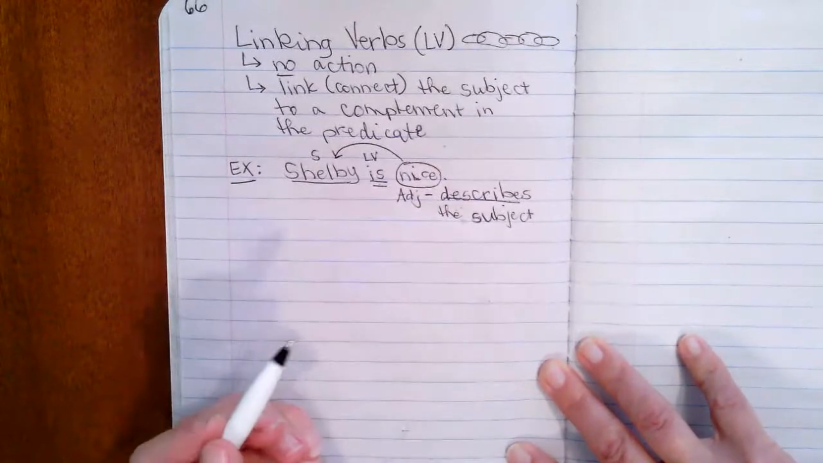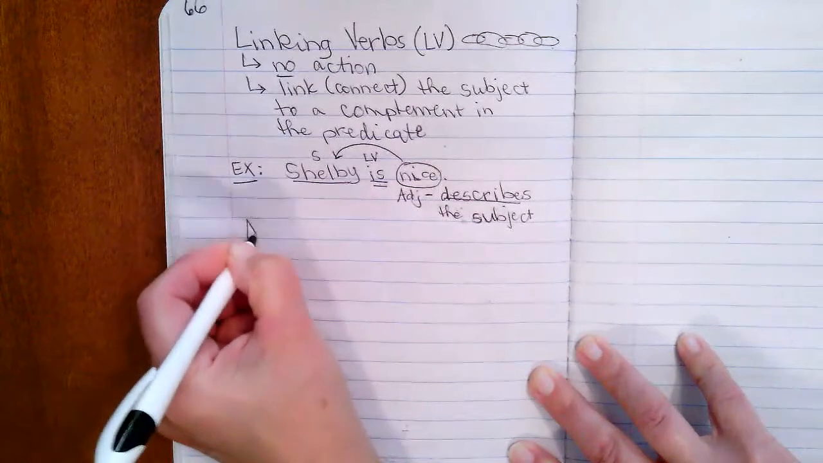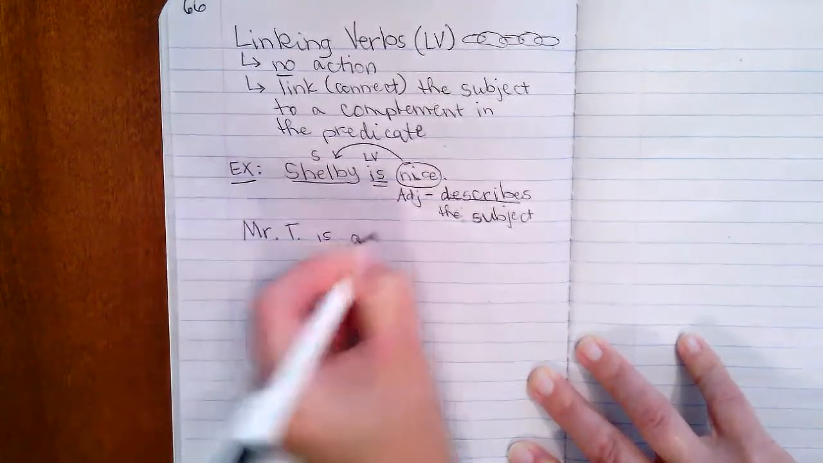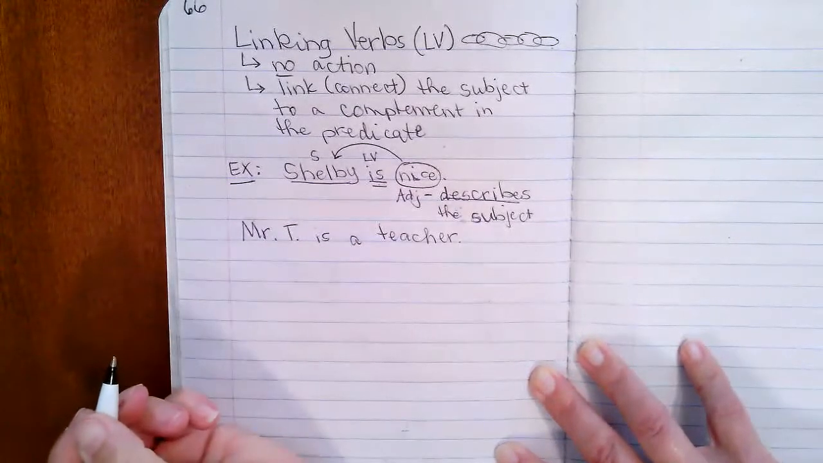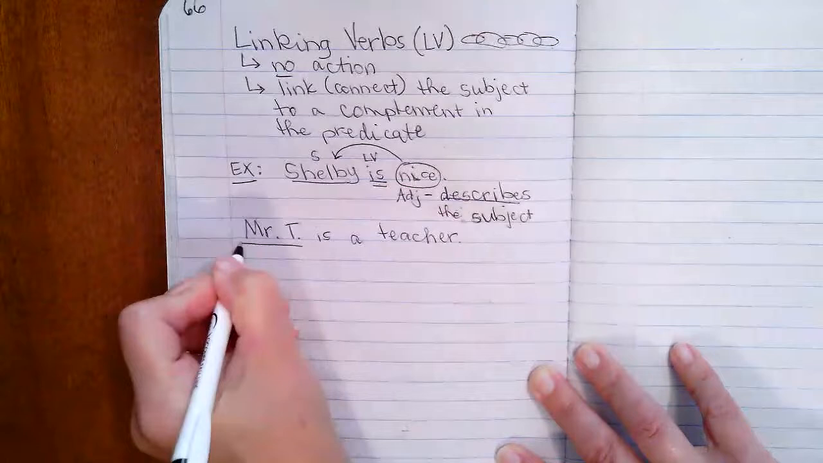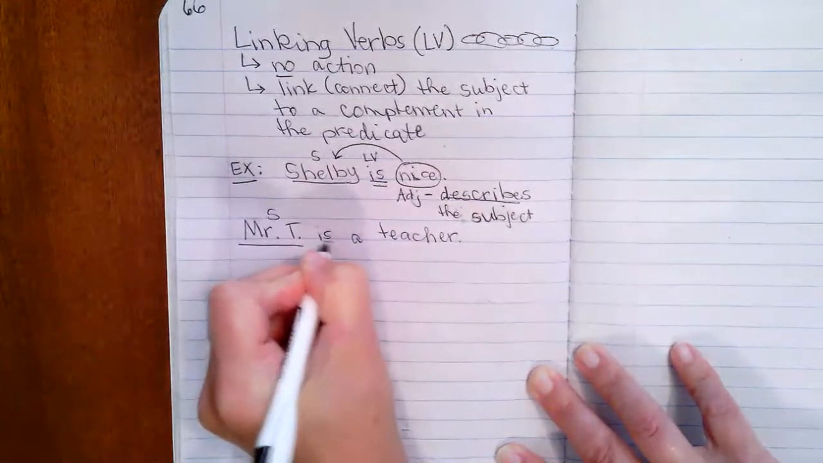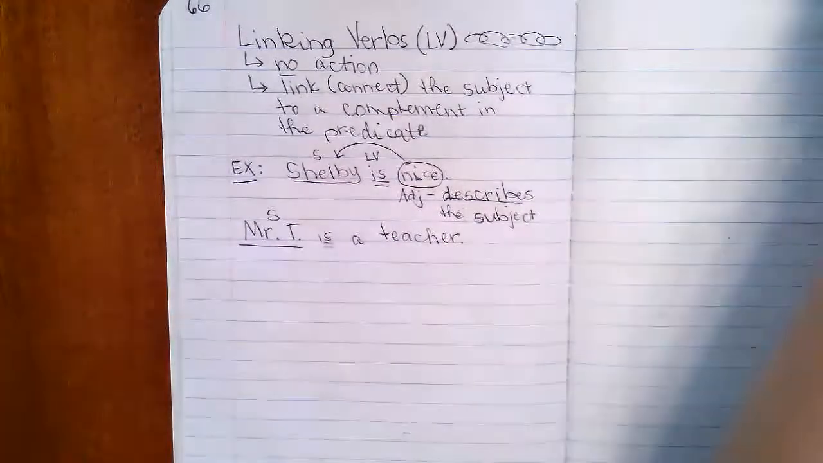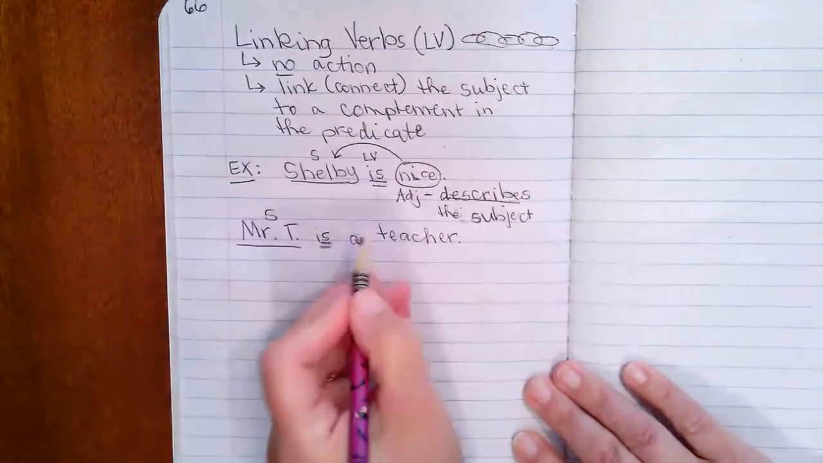okay? I want to jot one more example right here, all right? I'm going to make another short sentence. Mr. T is a teacher, okay? All right, so our subject is Mr. T. Our verb is. Okay, and at the end of the sentence, we have the word teacher.